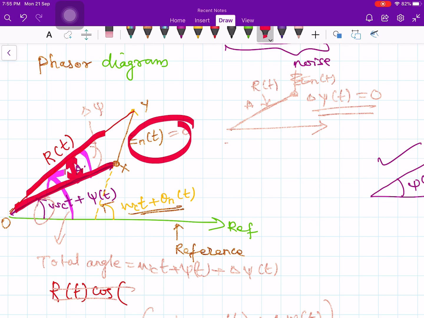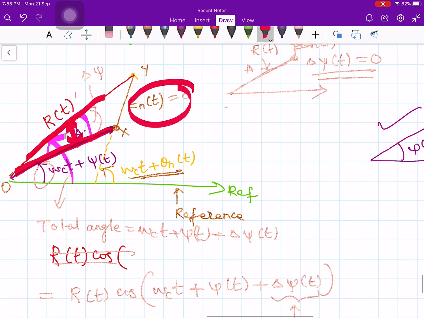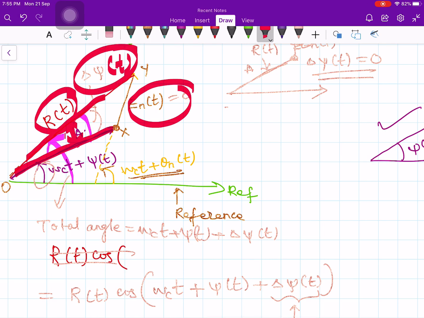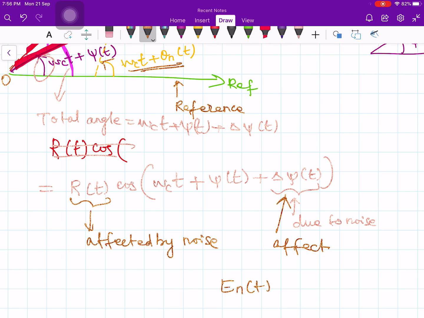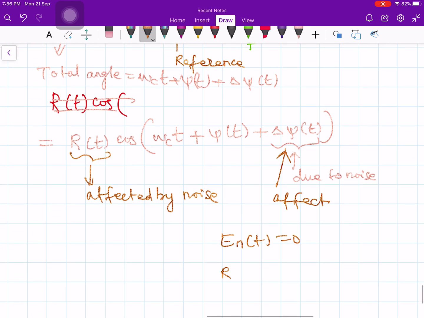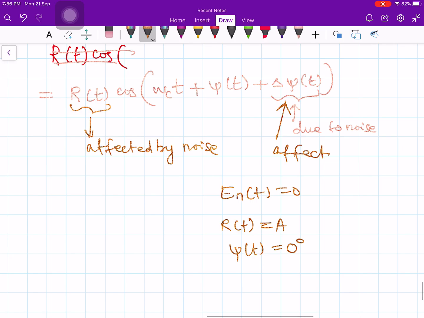Therefore, the noise will affect r of t as well as your delta psi of t. Both are affected by the noise. If En of t is equal to 0, then what will happen? Your r of t is the same as A, and your delta psi of t, this extra phase angle, is 0 degrees. So that is a very important point we need to understand.